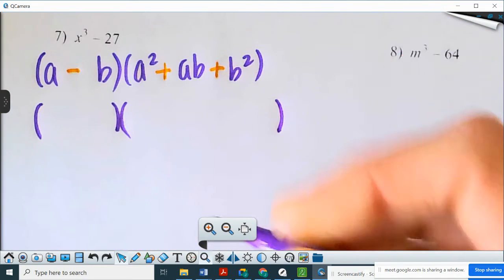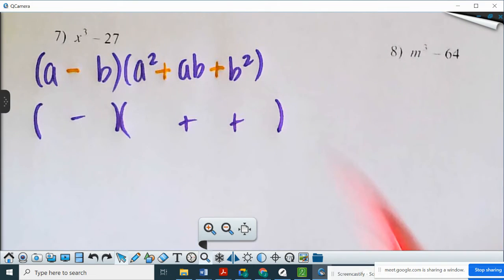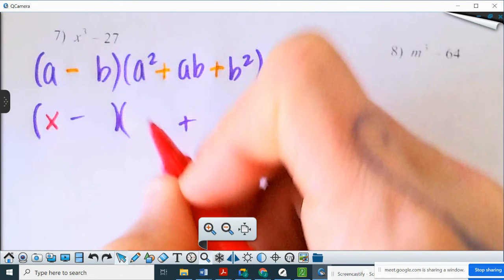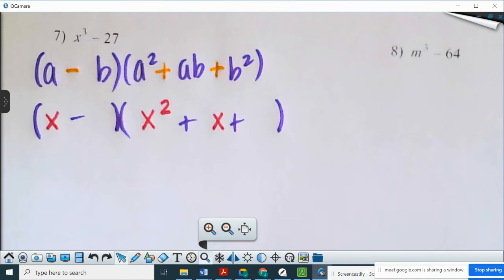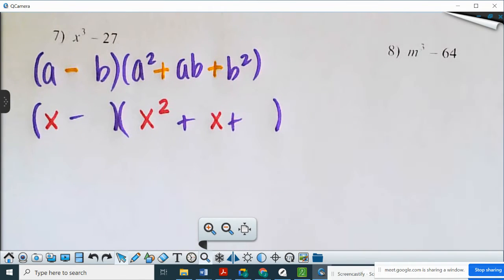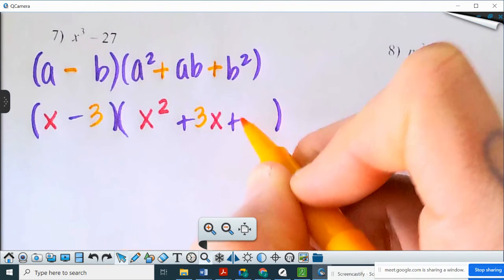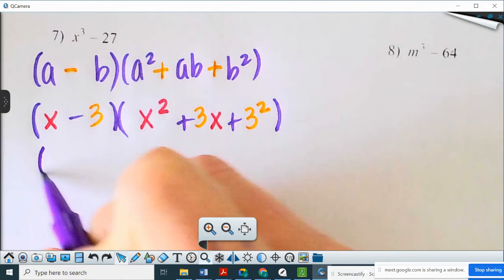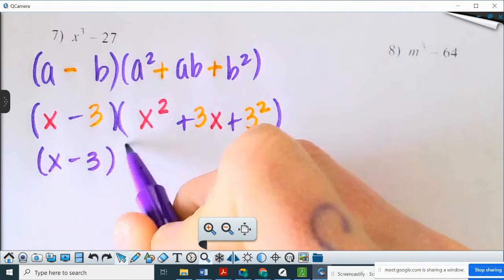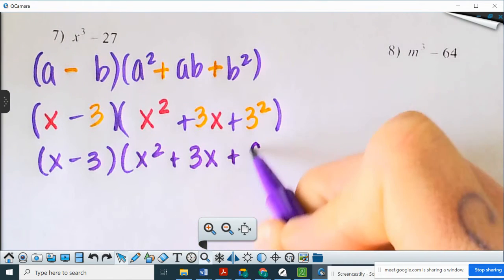So minus plus plus. A is going to be x, x squared, x. The cube root of 27, remember we said was 3. 3 squared. So our final answer is x minus 3, x squared plus 3x plus 9.